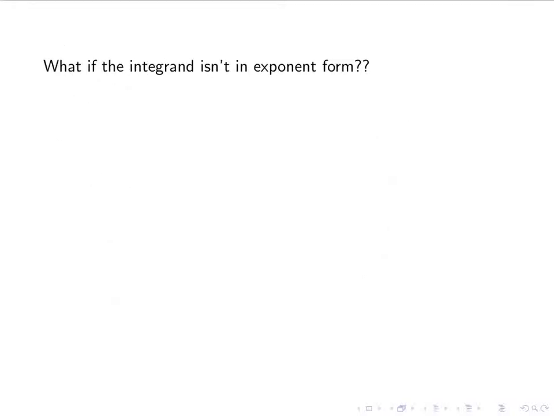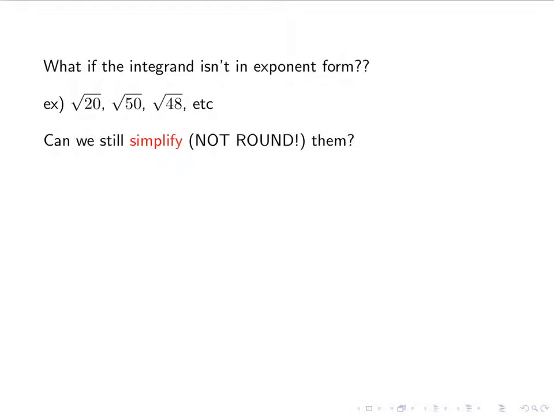The last thing we're going to talk about is what if the integrand isn't in exponent form? So I've got something like square root of 20, square root of 50, square root of 48. The question is, can we still simplify, not round, not plug into the calculator and come up with some crazy decimal, but just simplify them? And the answer is typically yes.